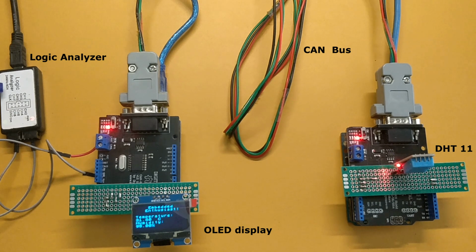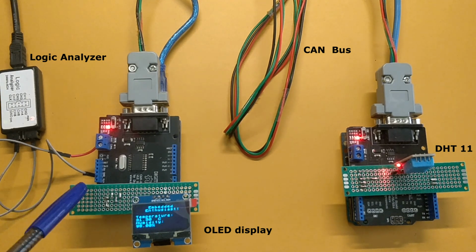Additionally you can see this particular device, which is a logic analyzer. Using this we can see what data is being transmitted over the CAN bus. I have taken the connection from CAN low and this is the ground, so we will be able to see what data is being communicated over the CAN line.